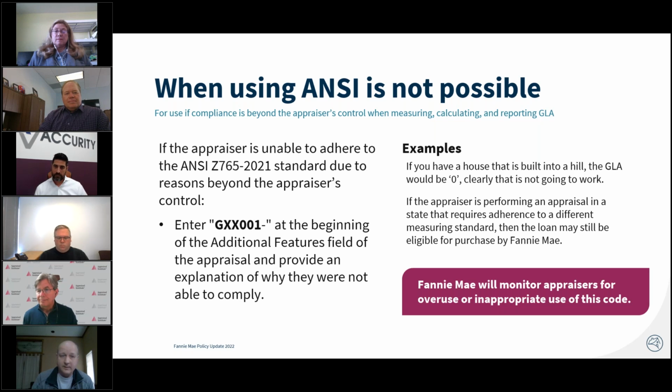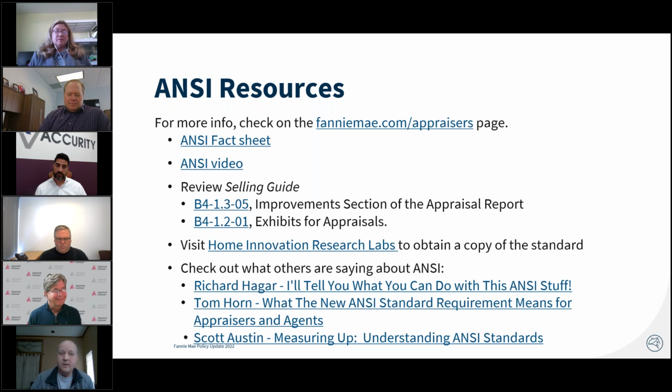And to tell you the truth, I don't know where this code came from. It looks kind of crazy to me. I don't know how we're going to remember it. I guess it's one of those things I'm going to put on my sticky and stick it on my desk and stare at it every day. But it's GXX001-. You put that at the beginning of the additional features field of the appraisal. And then you follow that with a little explanation of why ANSI couldn't be followed in that case. So there is that opt-out option for the really strange stuff.